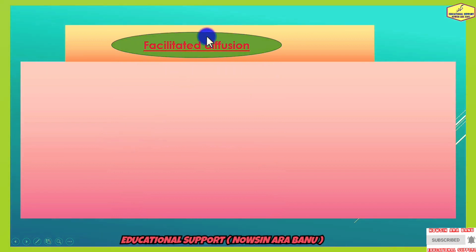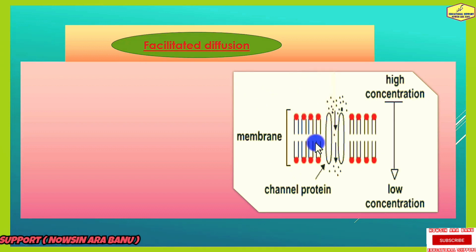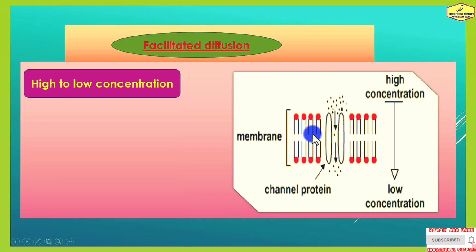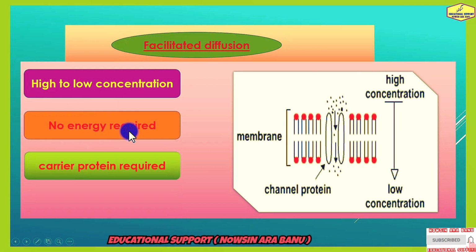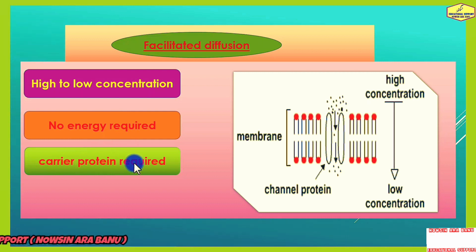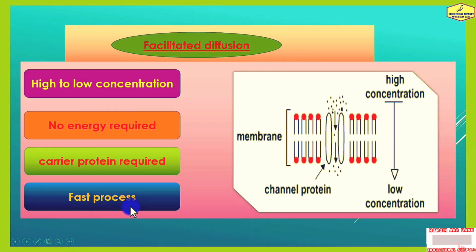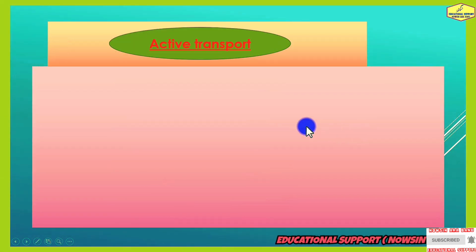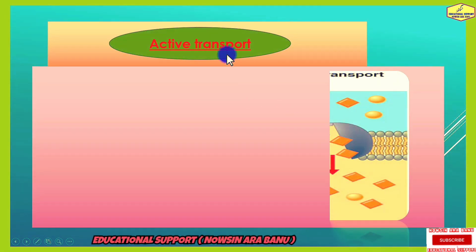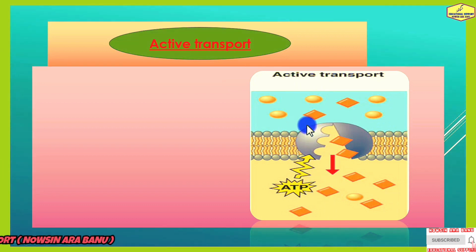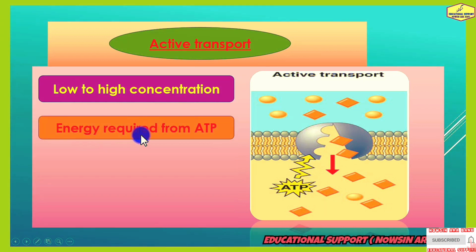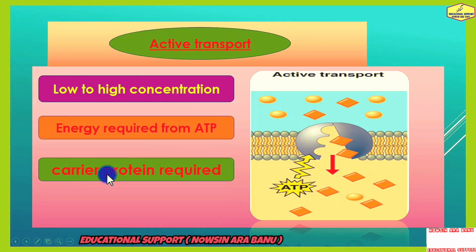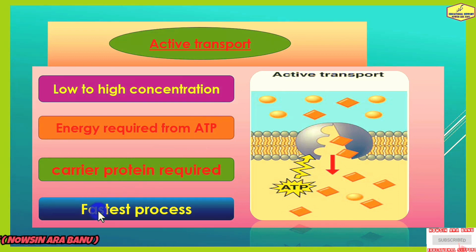This is facilitated diffusion. The characteristics of facilitated diffusion are movement from high to low concentration, no energy required, but a carrier protein is required, and the last one is that it is a fast process. Next is active transport. The characteristics of active transport are movement from low to high concentration, energy required from ATP, a carrier protein is also required, and the last one is that it is the fastest process.